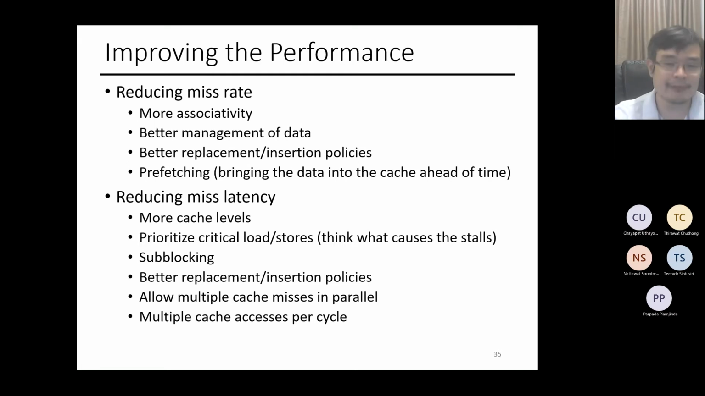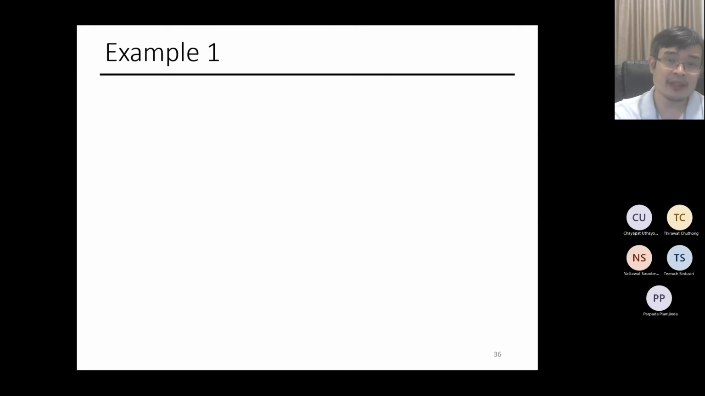You can change the replacement and insertion policy. You can allow multiple cache misses and process them in parallel. You can have more ports accessing the cache so they can have multiple cache accesses per cycle, right? So these are the hardware changes that we'll discuss. Some of these we'll discuss in the next lecture and talk about how to reduce the miss latency.